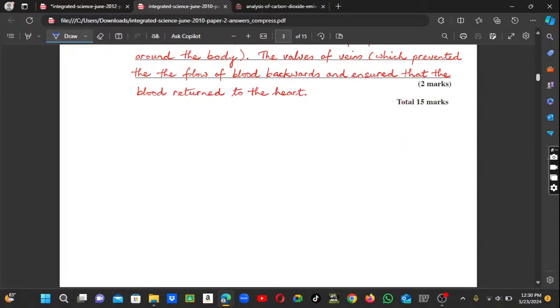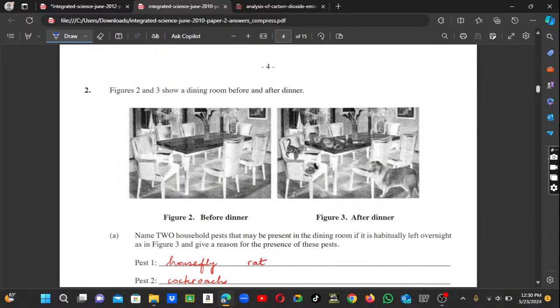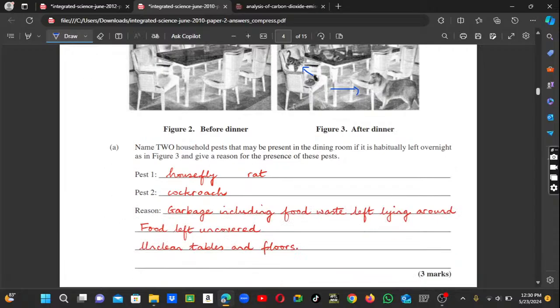Alright, so guys, we are seeing a diagram here showing a dining room, one before dinner and one after dinner. What is this? Is this a dog? Because this really looks like a dog to me, and this looks like a cat or a lizard. Guys, what you're seeing here, this looks like a lizard or a cat, right? To be honest, it looks like a cat or a lizard for some reason. Alright, anyway, let me see what's going on here.